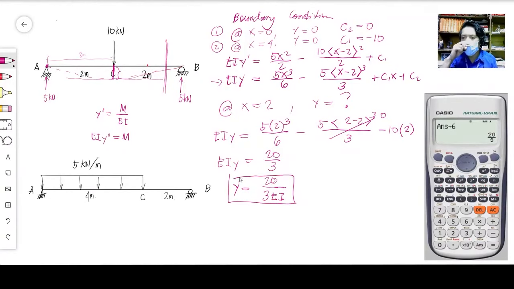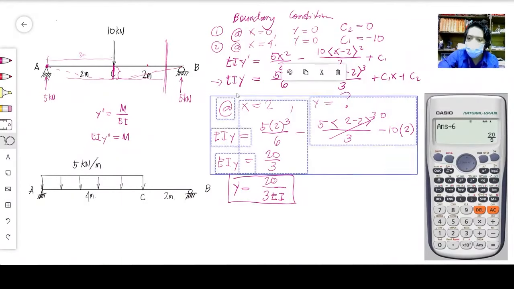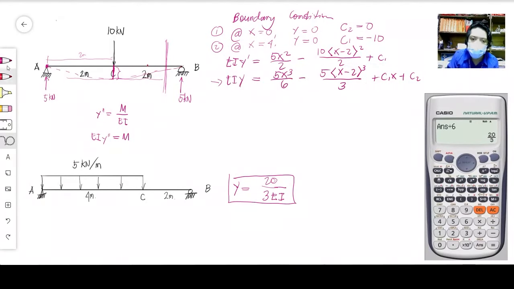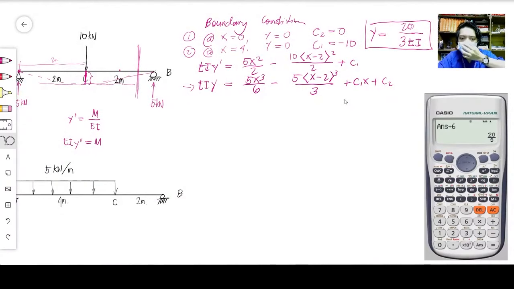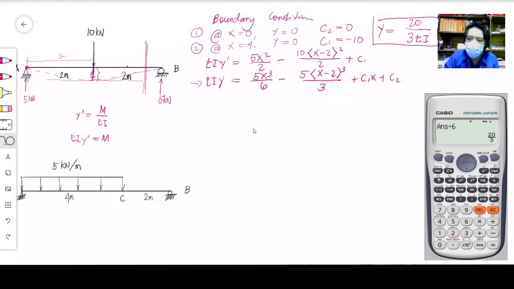Okay. So that's the value of the deflection. Now let us try to solve for the slope at point C. Let me erase this first to make space. Okay, so that's the deflection, and now we're trying to solve for the rotation or the slope.